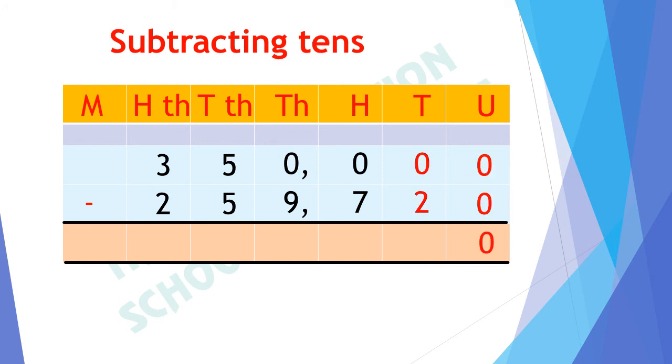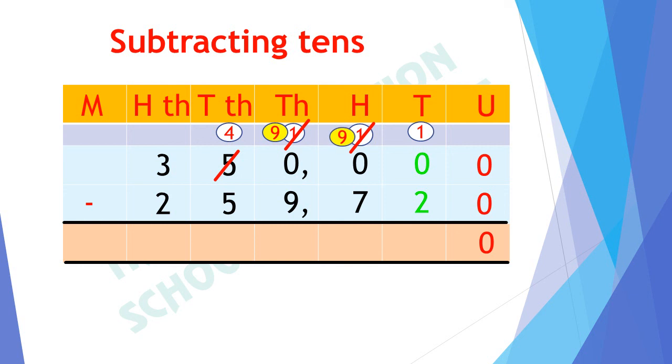Now we will move towards tens. We have to take away 2 tens out of 0 tens. As we cannot take away 2 tens out of 0 tens, we take borrow from the non-zero digit, that is 5. From 5, if we take borrow 1 10,000, here we are left with 4 10,000s. Now we take borrow from 1000, here we are left with 9,000s. If we take borrow from hundreds, here we are left with 900s.